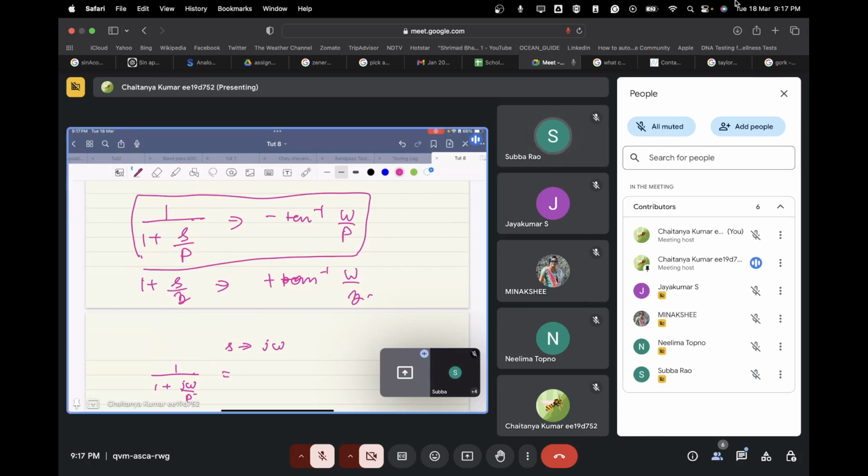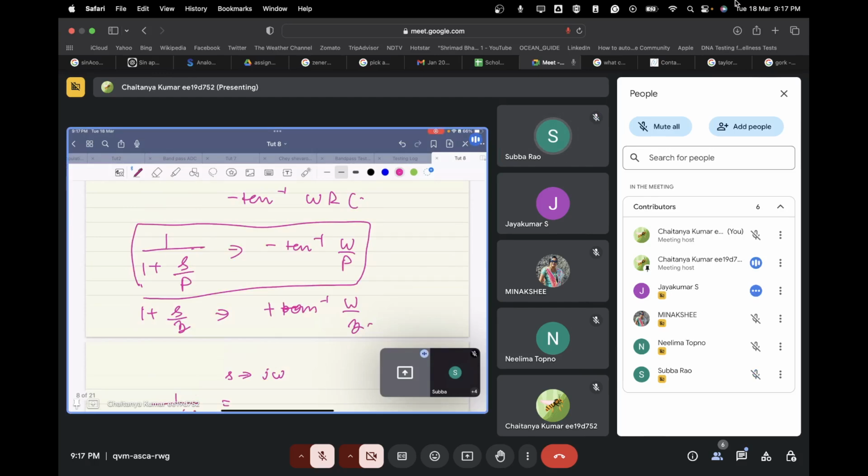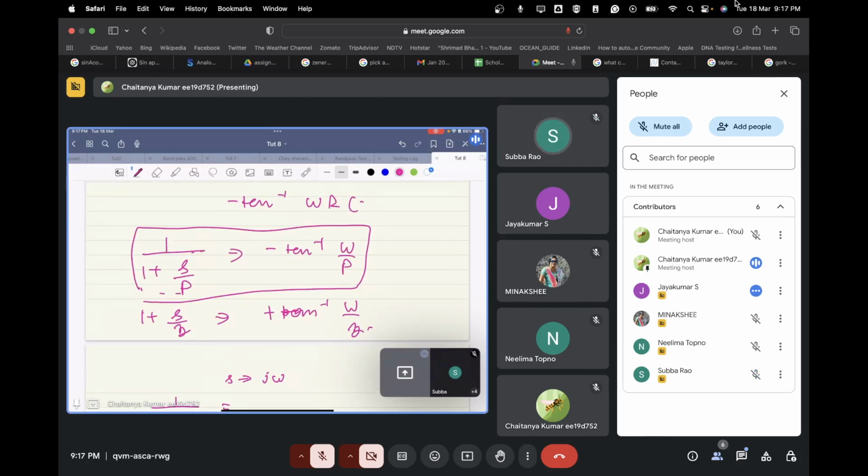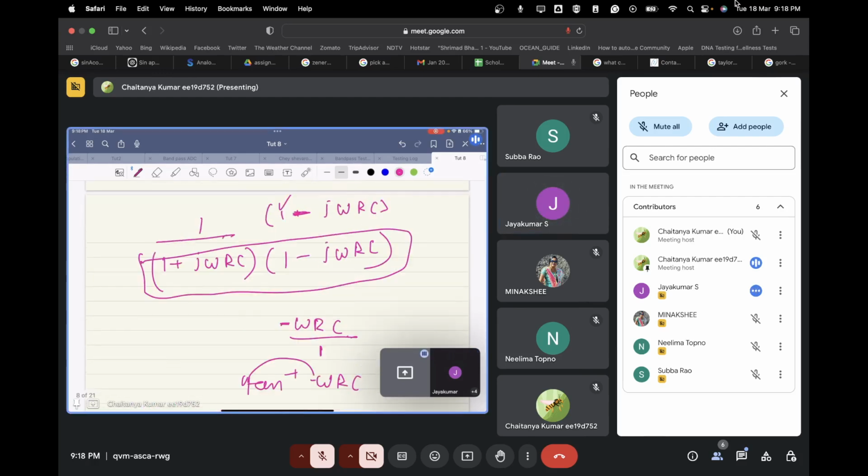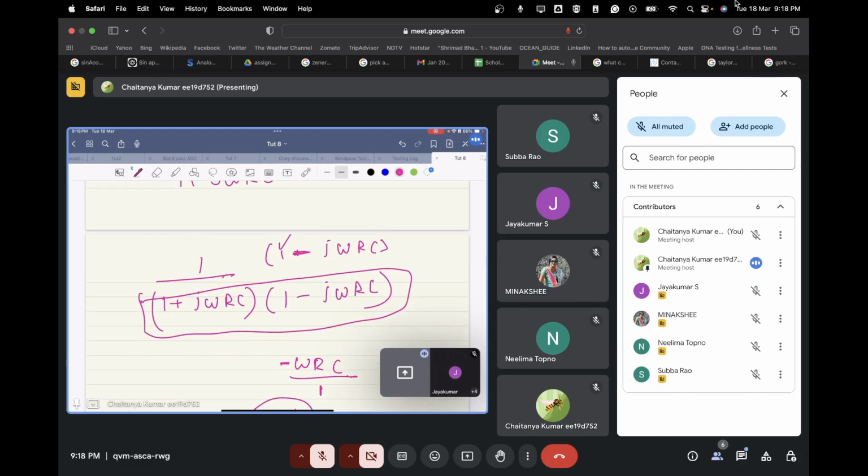Jayakumar, where exactly did you have the doubt? Are you able to understand that the phase response of 1 upon 1 plus s by p will be minus tan inverse omega by p? Yes, sir, I understood that. But when you take the conjugate, why did you take only the second term? Just a minute, over here.